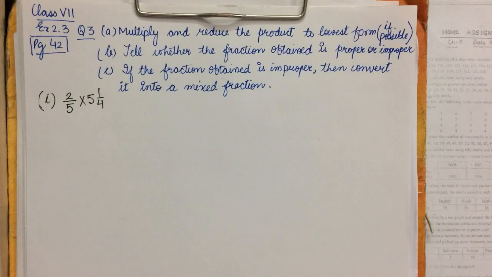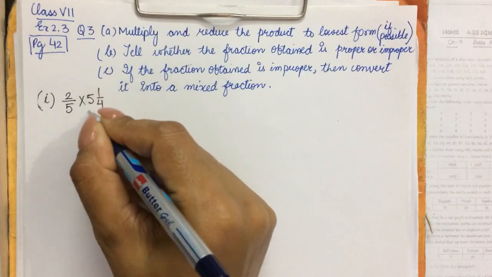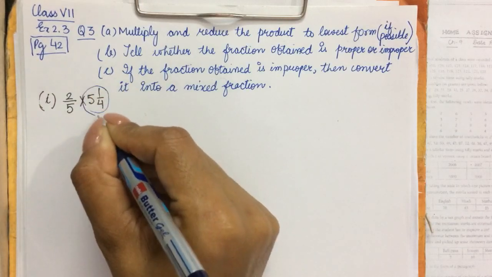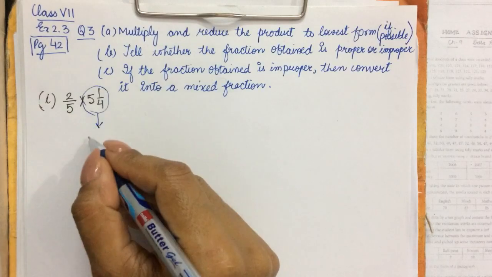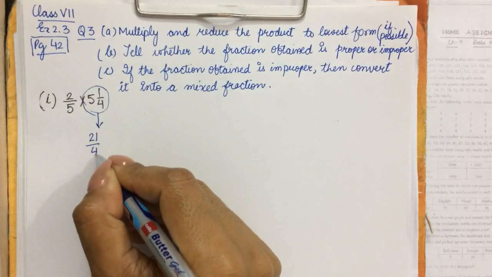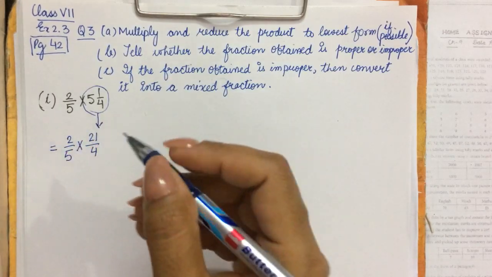First part is 2 by 5 multiplied by 5 and 1 by 4. Now the first step is to change this mixed number into an improper fraction. Let's convert 5 and 1 by 4 into (5 times 4 plus 1) by 4. This will be 21 by 4. The first fraction is the same, no change.